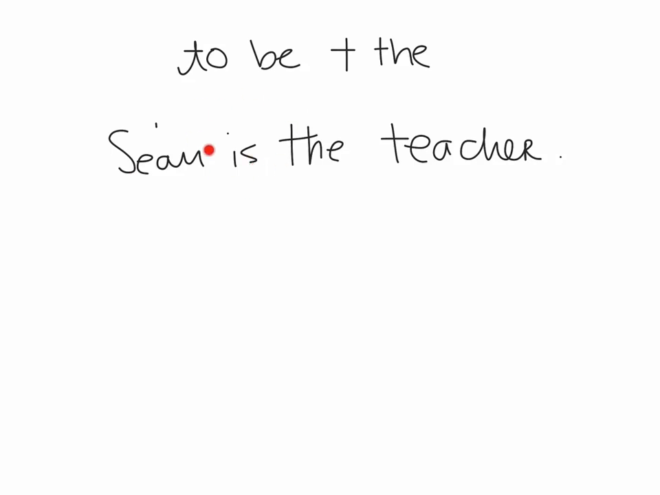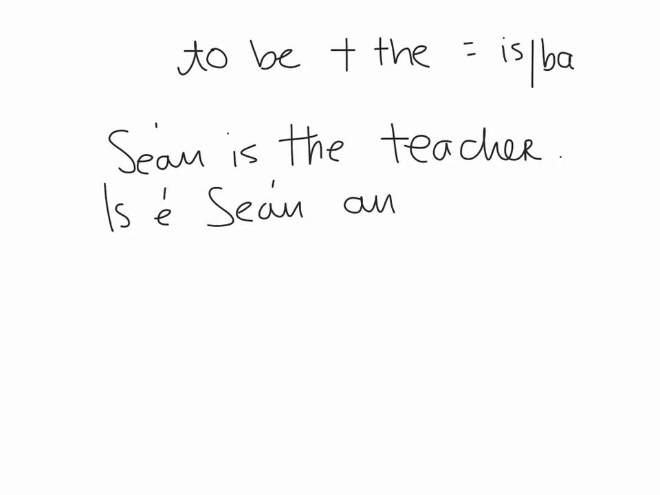And then we have "the". So as soon as we see the verb to be and "the", we know it's the copula. So we're going to have "is" or "ba". Now, Sean is the teacher: is é Seán an múinteoir. We're seeing it's a little bit different here, the order of the sentence. When it's "to be" and "the", it's "is", and the person is at the front of the sentence. So it's "is é Seán", and the noun is going towards the end.